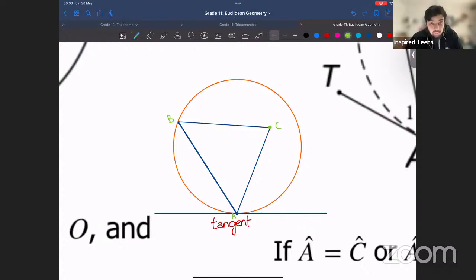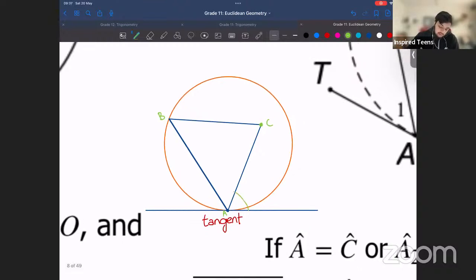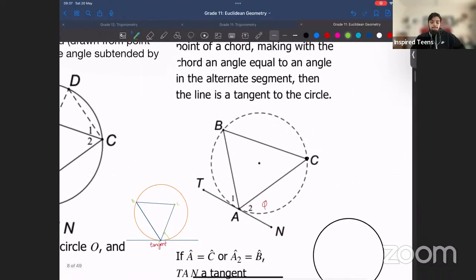It might look like tan chord theorem, but it can be very confusing, especially when there's 6 million lines in front of you. So AC is not a chord. So this angle here is not an angle between tangent and chord. It's just an angle between tangent and whatever this line is. So please look out for this. This would not obey tan chord theorem because, again, AC is not a chord.